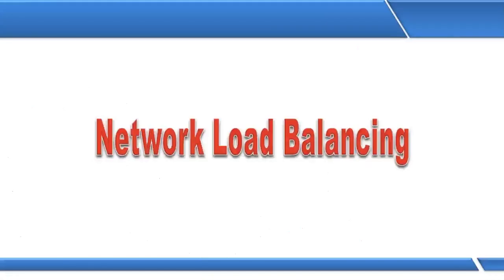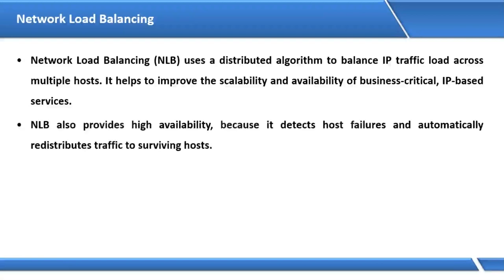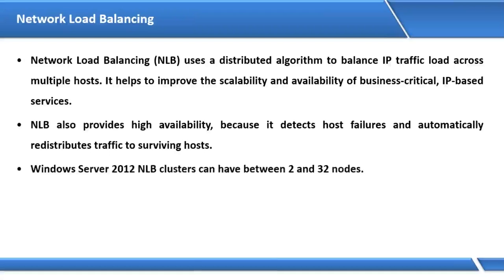Okay, so you can see in the slide what is written here. Microsoft network load balancing is used to redistribute the algorithm to balance IP traffic load across multiple hosts. It helps to improve the scalability and availability of business critical IP based services. The network load balancing service also provides high availability because it detects host failure automatically and redistributes the traffic to the surviving host. If one host is down, the other host will give the answer by using the network load balancing service. And in the Windows Server 2012 operating system, in NLB clusters, we can have 2 machines minimum or maximum 32 machines, right? So please copy this one. Then we'll see the practical.